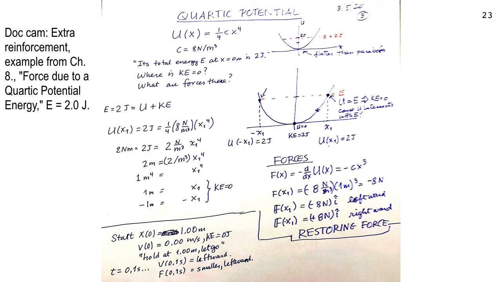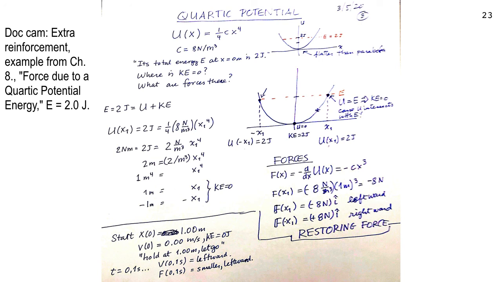All right, so you're starting out here at x1. And let's say that v of 0 is equal to 0 meters per second, because the kinetic energy is equal to zero, i.e. KE is equal to zero joules. Okay, so you're holding it out there 1 meter out, right? So this is like saying, okay, hold it at 1.00 meter and then let go.